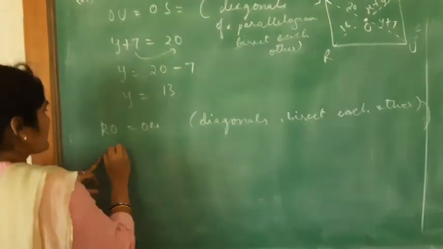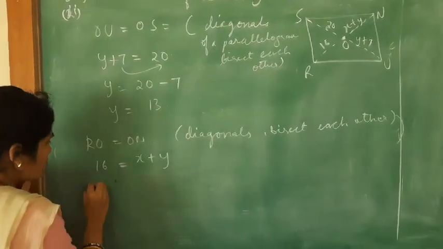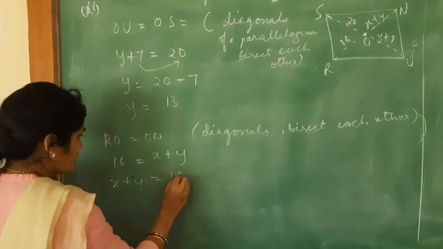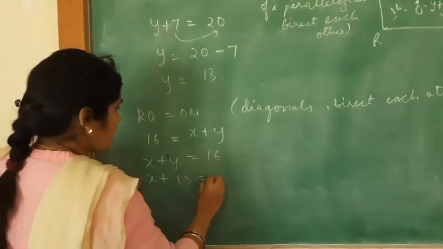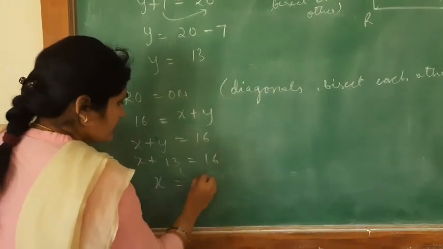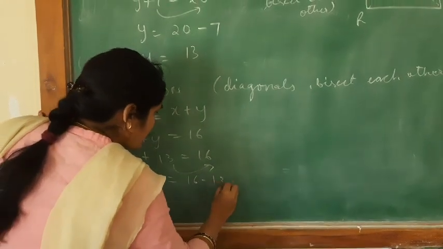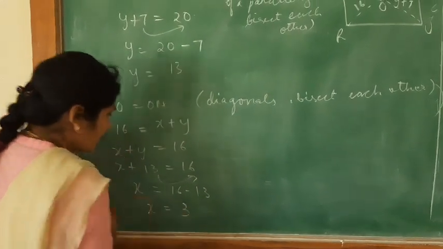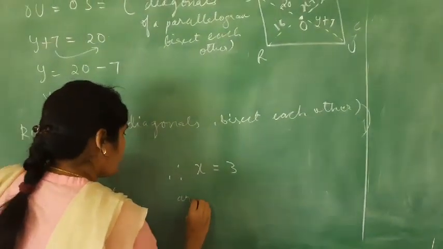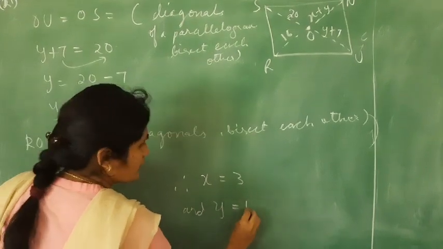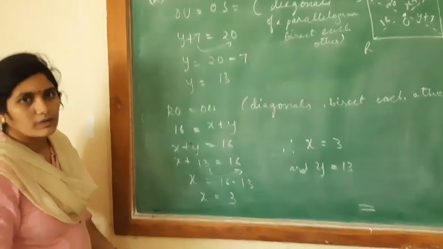So RO is 16, which is equal to x plus y. Or you can interchange the values. x plus y is equal to 16. x we don't know, y we know. x as it is plus y, which is 13, is equal to 16. x is equal to, transposing this y, that is the value of y, 13, to the RHS, 16 minus 13. So x is equal to 3. Therefore, x is equal to 3 and y is equal to 13. This ends exercise 3.3.